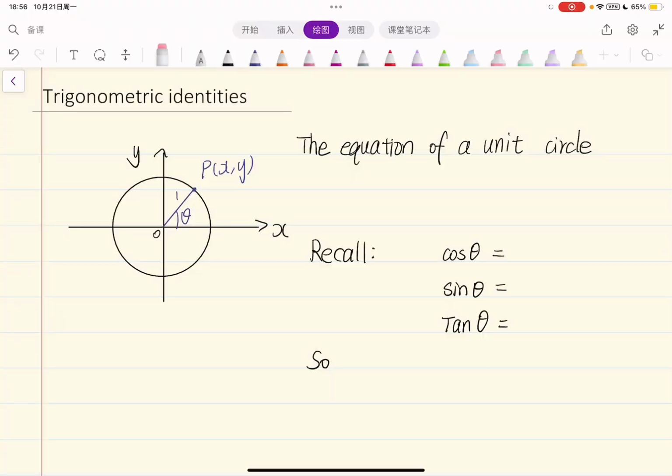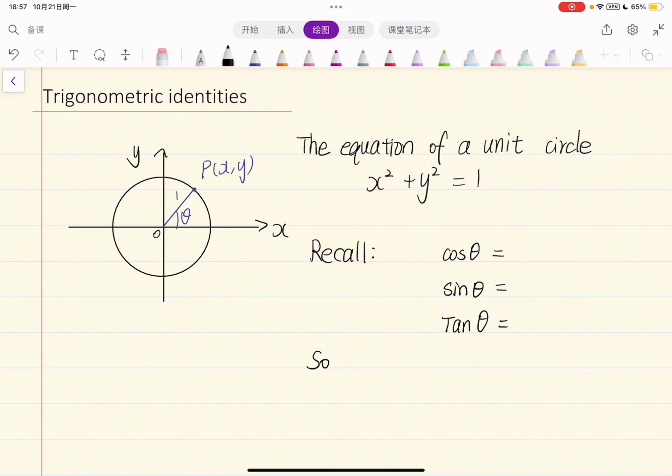Hello everyone, in this video we are going to talk about trigonometric identities. In the diagram there is a unit circle and the point P is on this circle. Well, the equation of this unit circle is x squared plus y squared equals 1.